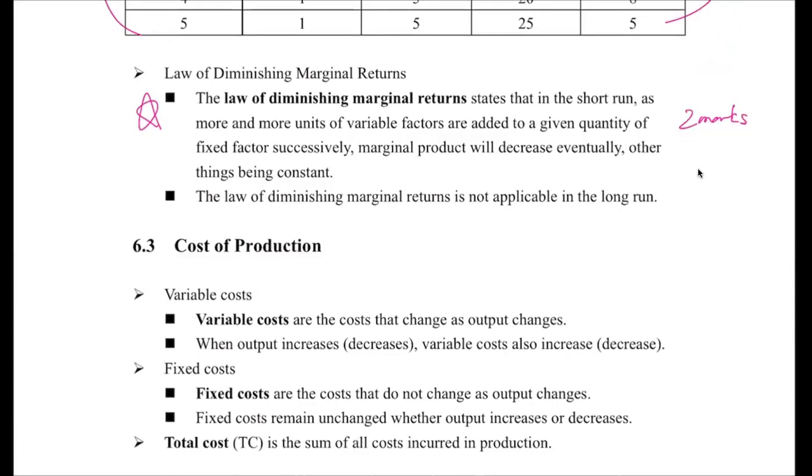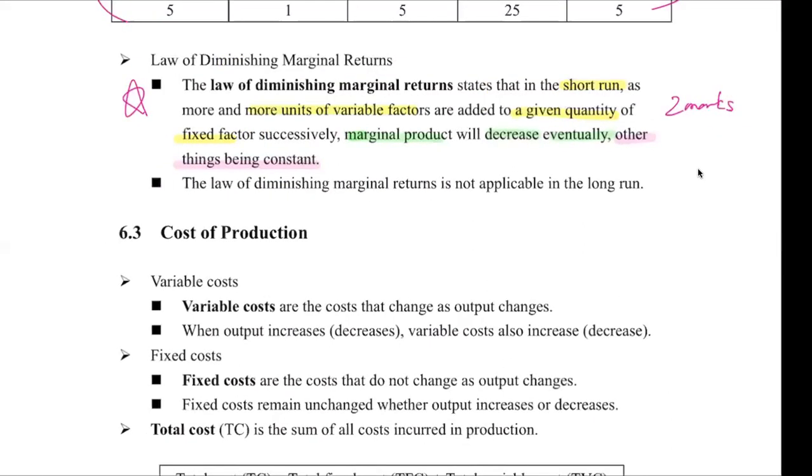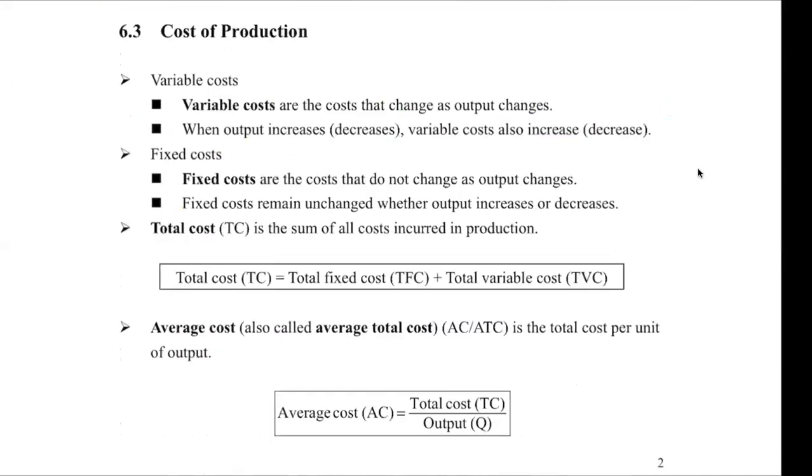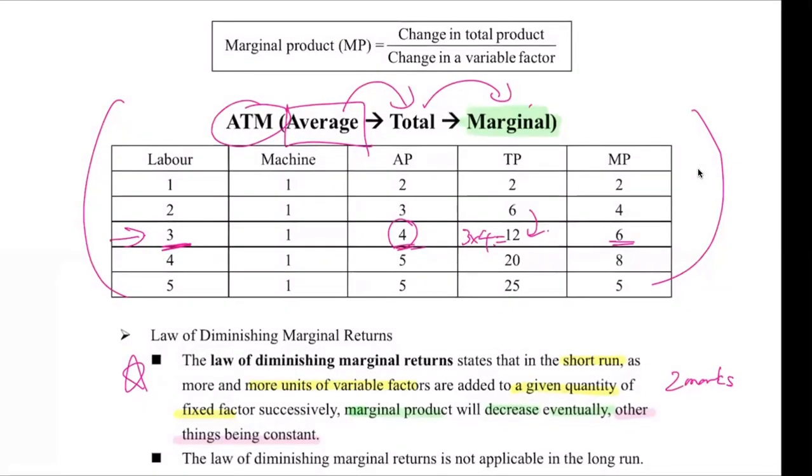But actually it's very simple. In the short run, when more units of variable factors are added to a given quantity of a fixed factor, the marginal product decreases eventually, other things being constant. These 3 elements must be involved in your definition. Then whether the table applies the law, we will go through in the past paper in detail. So this is the part about the short run, the law of diminishing marginal return.